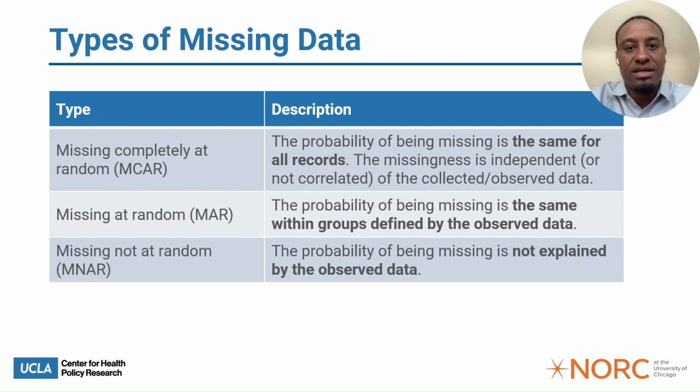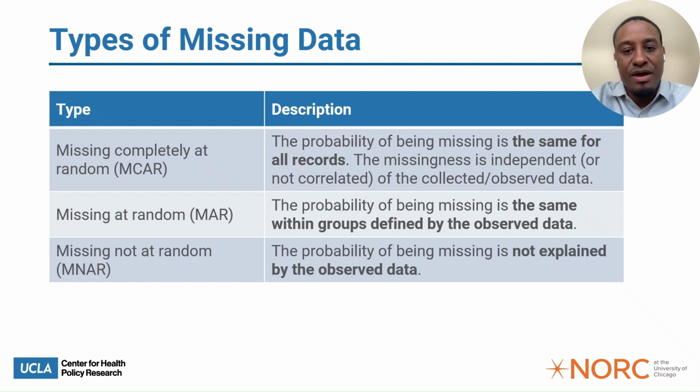Second category is missing at random. This means the probability of data being missing is the same within groups which are defined by the data we observed. For example, if men are less likely to answer questions about depression, the missingness depends on gender, which we observed. The MAR assumption is fundamental to most standard imputation methods.